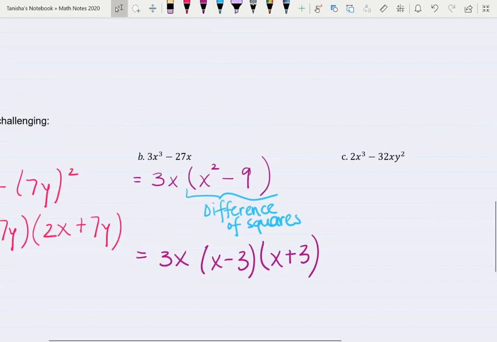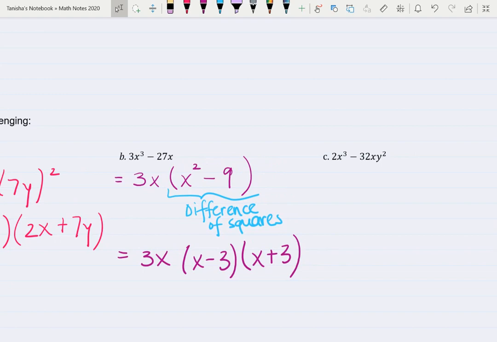And the last one. So once again, this is not a difference of squares. We have a 2 and a 32, not perfect squares. We have an x cubed, we have an x in this expression, and then we have a y squared. So the y squared is a perfect square, but everything else in that term is not a squared value. So this is not a difference of squares, but we're going to check for our greatest common factor first.